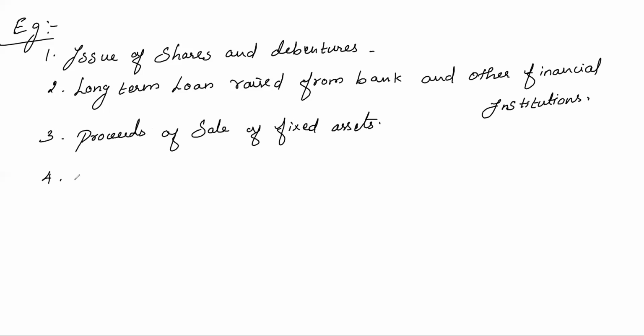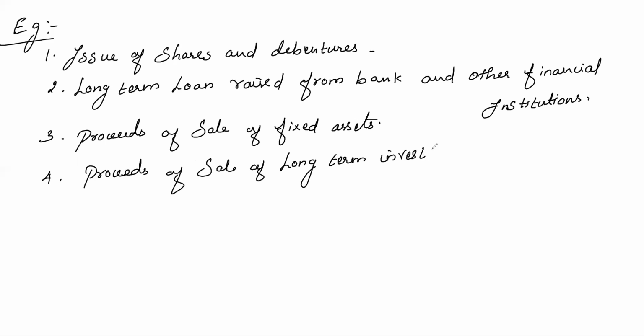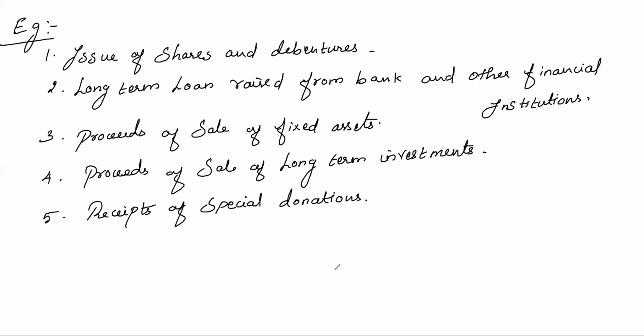Okay, then fourth one, similarly proceeds of sale of long-term investments. Then receipts of special donations. So these are the examples given. All of these come under capital receipt. Then next is revenue receipt.